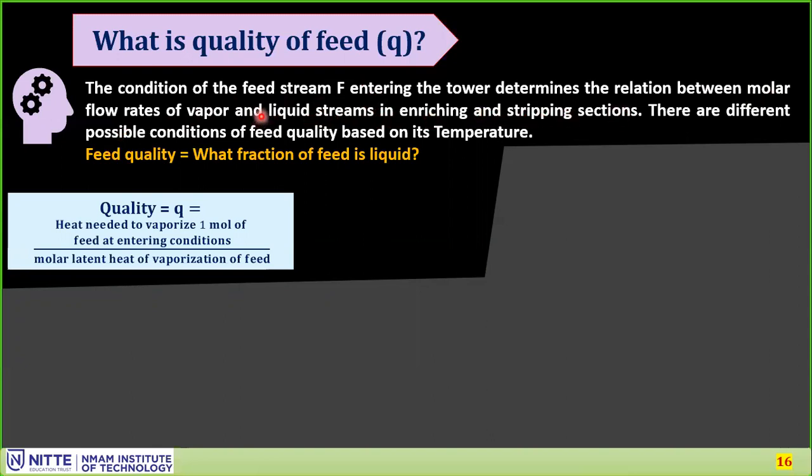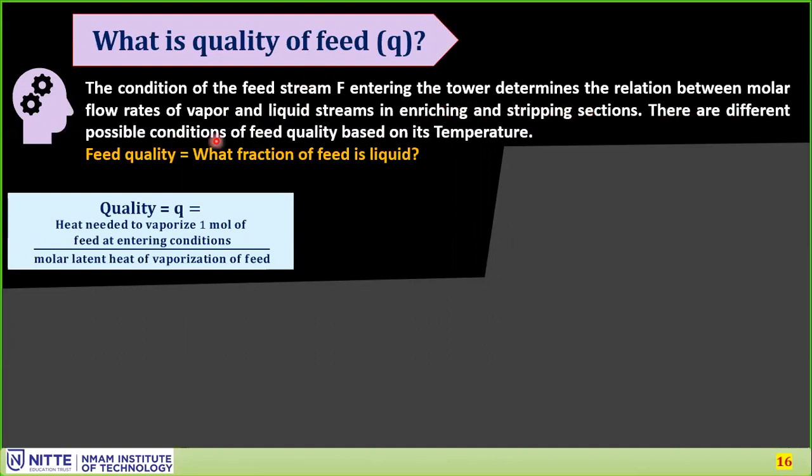That means when you allow the feed to enter the tower, there may be some amount of liquid, some amount of vapor, or only liquid, or only vapor. Multiple condition possibilities are there. Based on that, it will move inside the tower. If it is liquid, it will go down because of gravity, to the stripping section. If it is vapor, it moves up to the enriching section because of lighter density, right? So how much liquid is present, that matters.